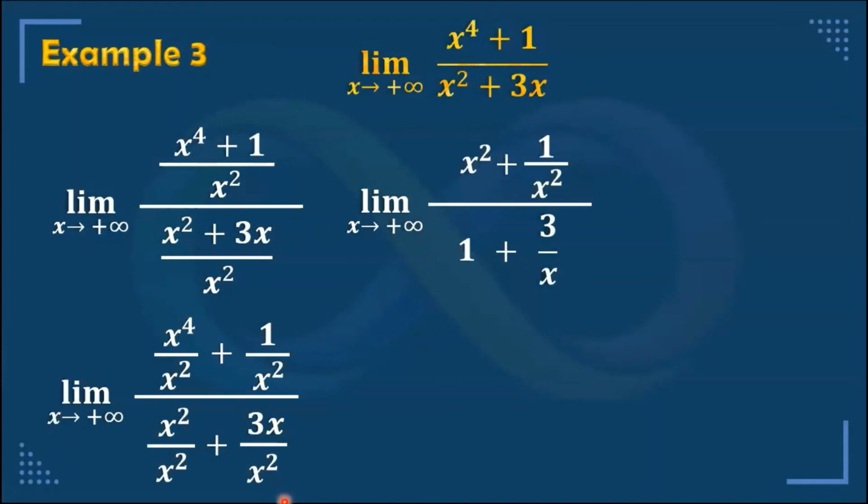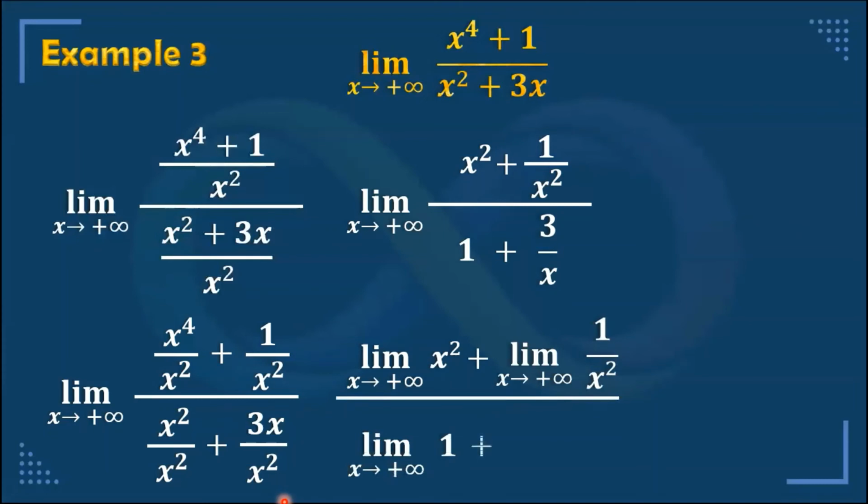Next is to solve for the limit term by term. We have limit of x squared plus limit of 1 over x squared, all over limit of 1 plus limit of 3 over x as x approaches positive infinity. Let's have limit of x squared as x approaches positive infinity. Take note that when a positive value is being squared, the value is positive. So therefore, the limit is positive infinity. Plus, limit of 1 over x squared.